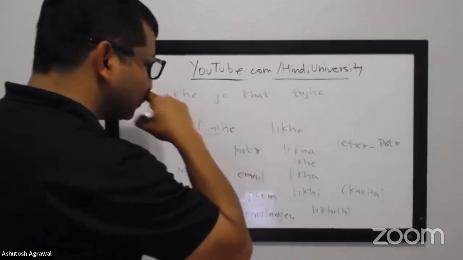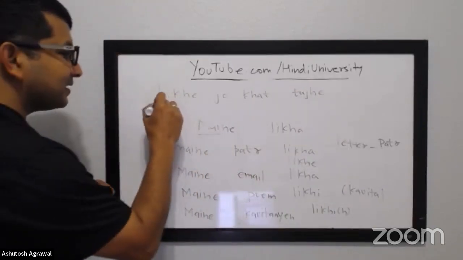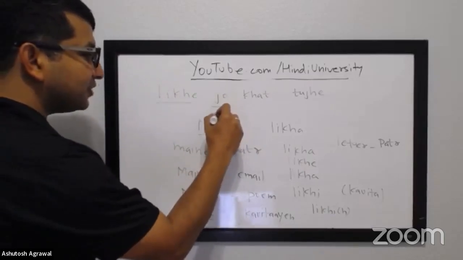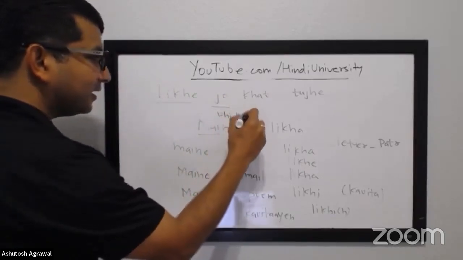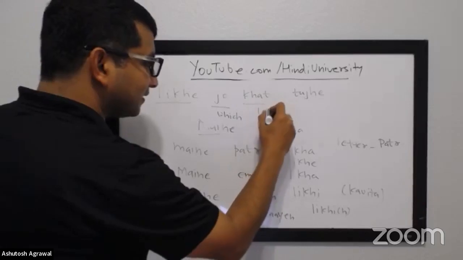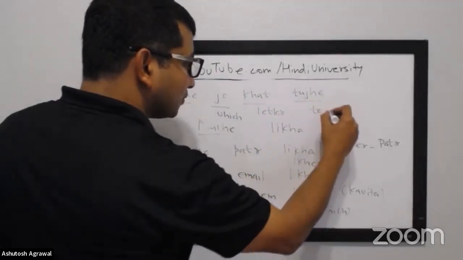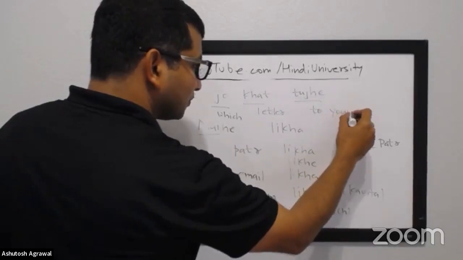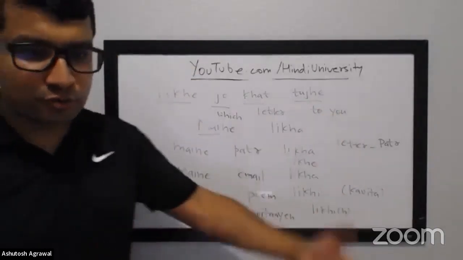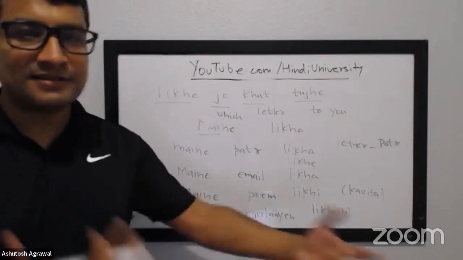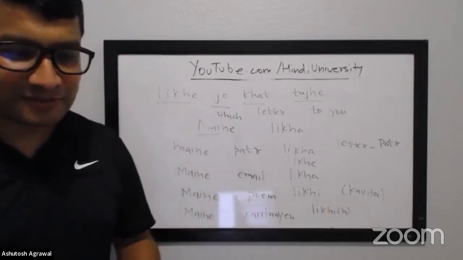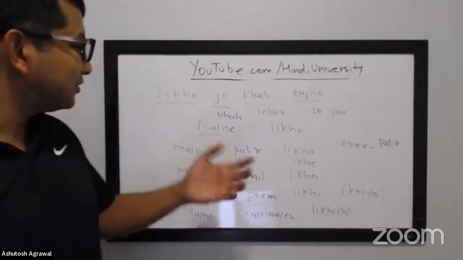Okay, you can Google it and you'll find the song, but it's nothing but "jo" is "which," right? "Khat" is letter. Okay, "tujhe" is "to you." The letters that I wrote to you, basically, that the guy is singing to the actress, right? "Likhe jo khat tujhe."